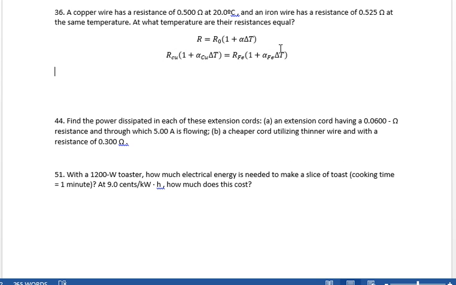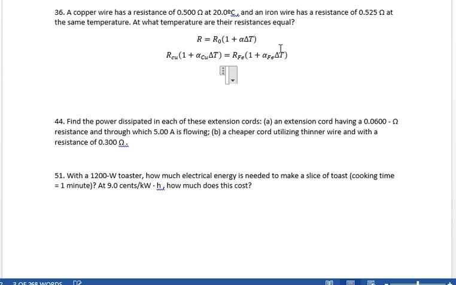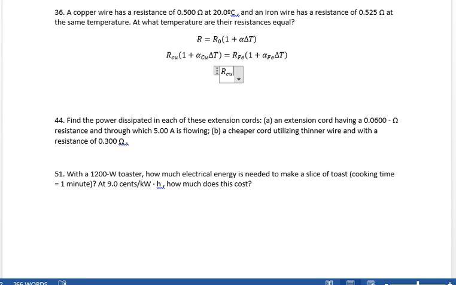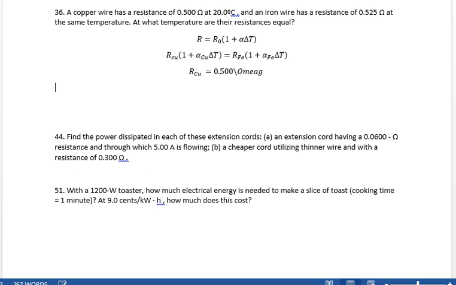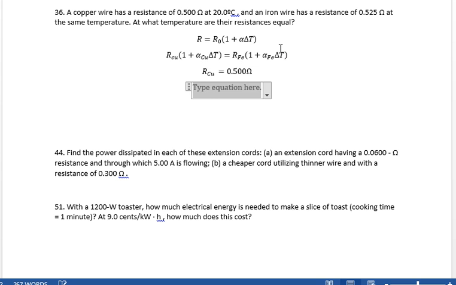Okay, so we know where we start out, right? We start out with R copper is 0.500 ohms, and our R iron is 0.525 ohms.